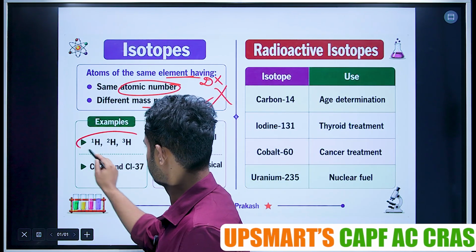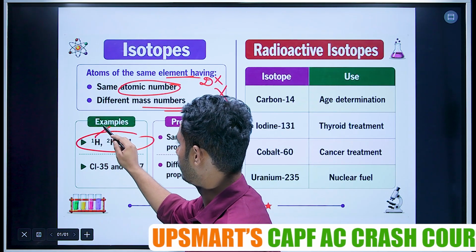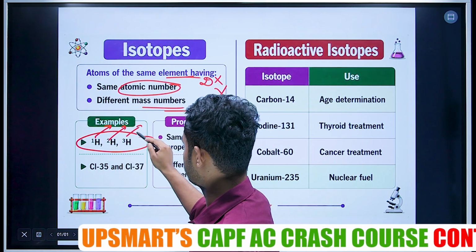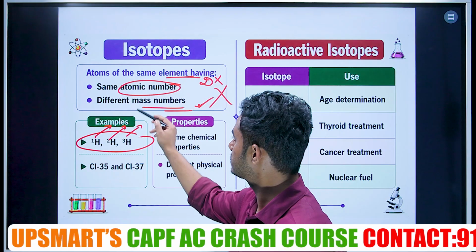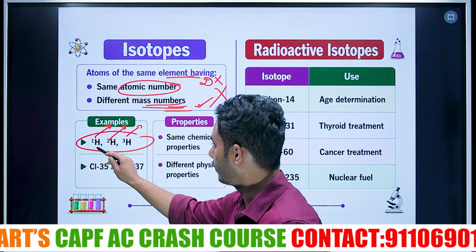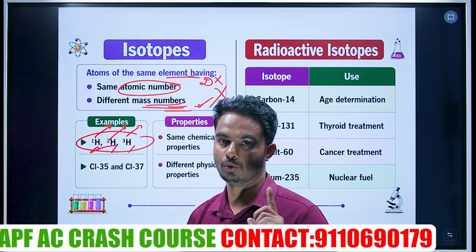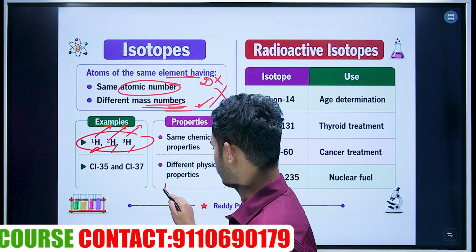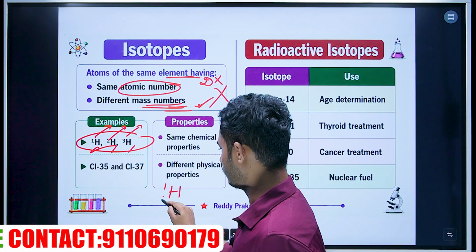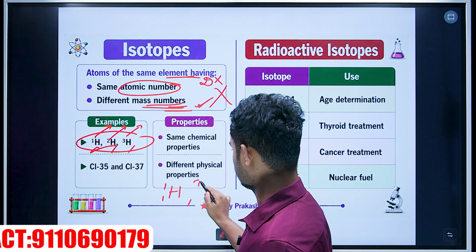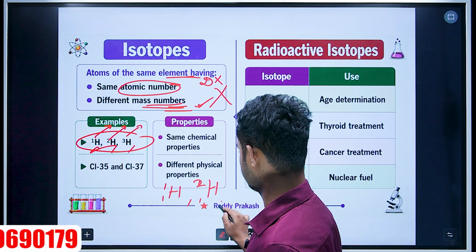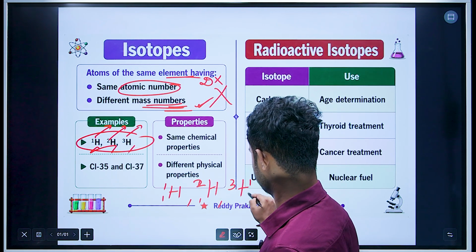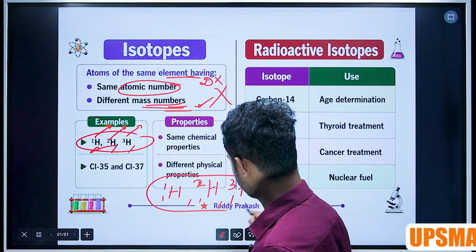This is correct now. See, the mass is represented above: H1, H2, H3. The mass is different now, different mass. But atomic number of hydrogen is always 1. Only one electron will be in hydrogen. It is always 1. It will be 1H1, 1H2, 1H3. These are the isotopes of hydrogen.